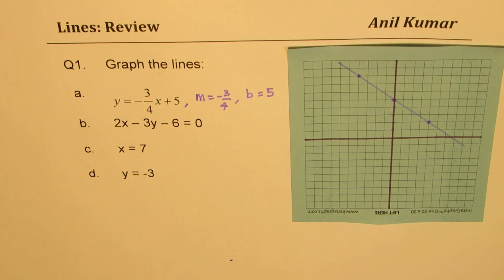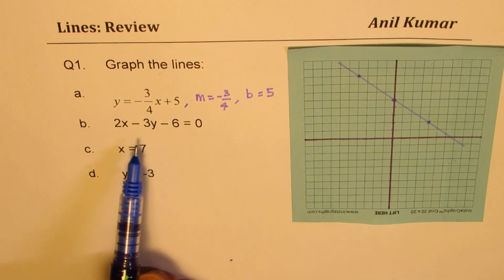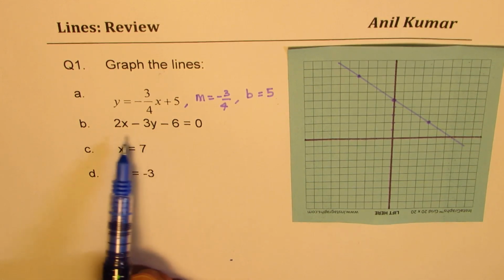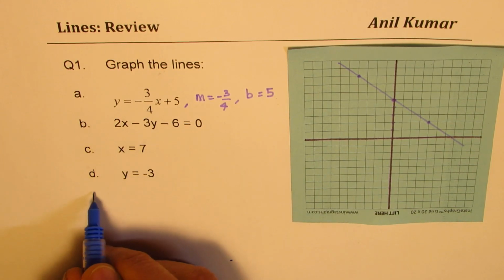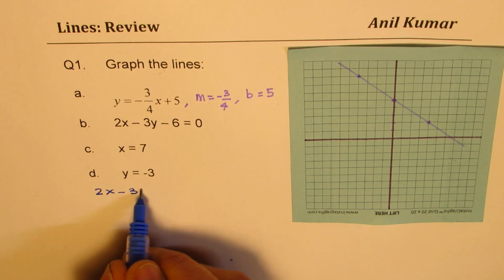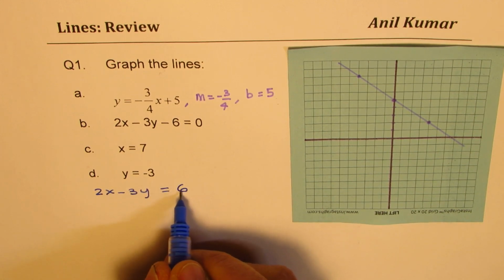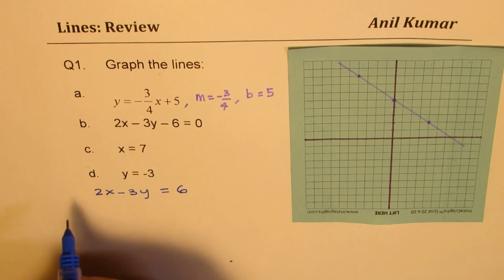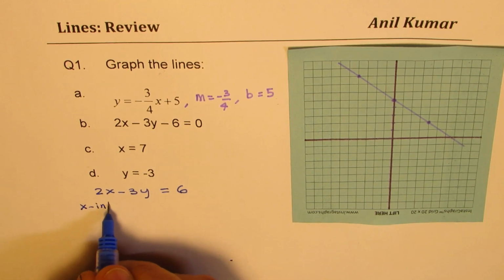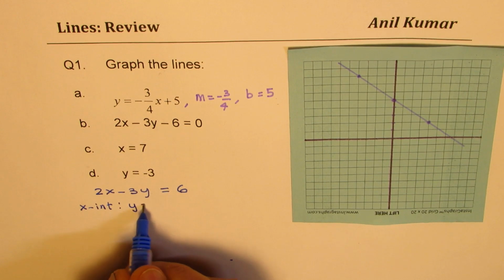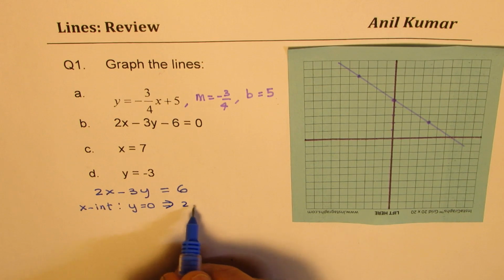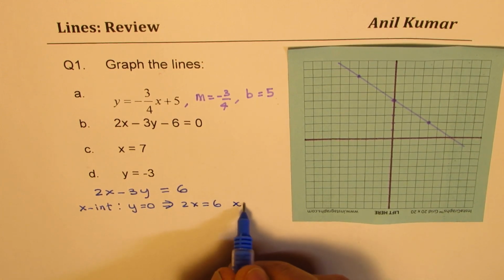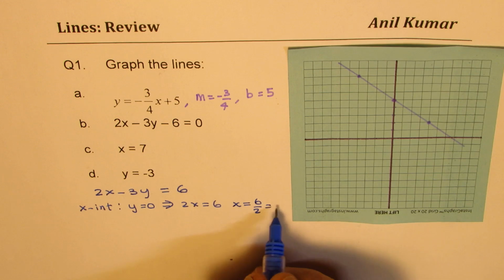Okay. Now let's do the second one. We are given the equation now in the standard form. So whenever the equation is given in standard form, find x and y intercepts, right? So let me rewrite this line. I'll do it here. So we have 2x minus 3y, we'll rewrite this as equal to 6. Now let's find the x-intercept. For x-intercept, you have to substitute y equals to 0. So if I substitute y equals to 0, I get 2x equals to 6 or x is equals to 6 over 2, which is 3.